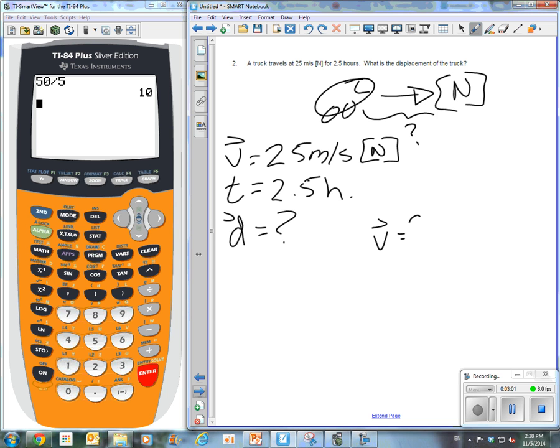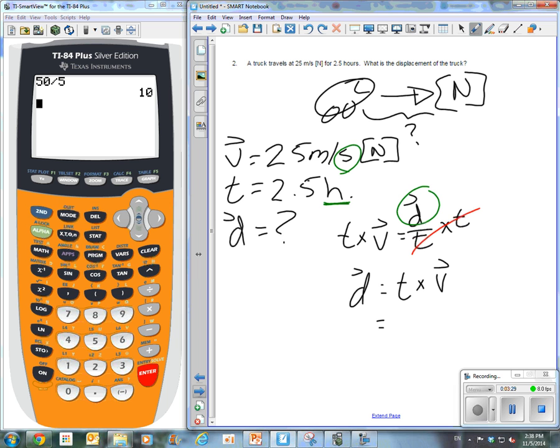So velocity is equal to displacement over time. I need to isolate displacement here. So in order to do so, I'm going to multiply both sides by t so that I can get rid of the t in the denominator. So displacement is equal to time times the velocity here. Now this is the moment where my feeler should go up, and I should see something that shows here with hours and seconds. These two units of time don't match, okay? So because of that, I need to convert one into the other form of time.